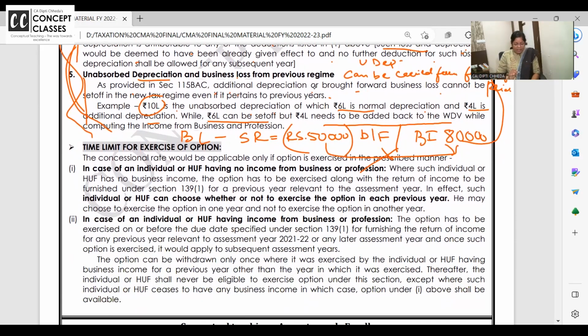Clear? Now what I am discussing, I feel they are many times asking this as MCQs. One line they will give and four options they will give. This scheme of 115BAC is optional. Ma'am, every year can I decide whether to pay the tax in the old tax regime or new tax regime? Answer is yes. You can decide it every year. But if you have business income, then decide once to continue forever. If you opt out, you can't opt in.